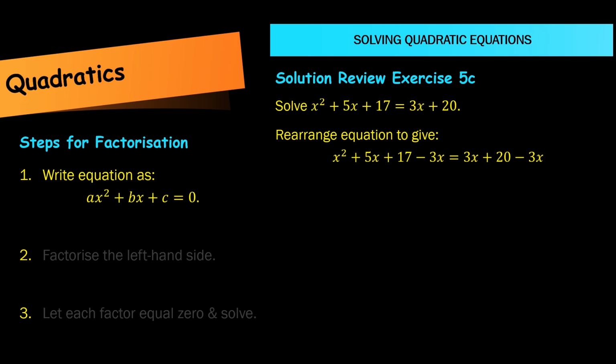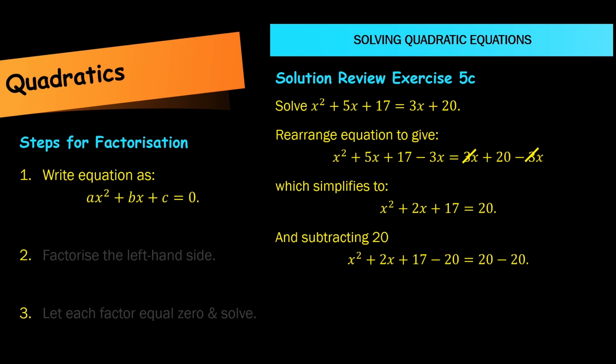So we have x squared plus 2x plus 17 on the left-hand side, and the 3x's on the right-hand side cancel out, leaving us with 20 on the right-hand side. And now we subtract 20 from both sides, as shown, to give us x squared plus 2x minus 3 equals 0 overall.